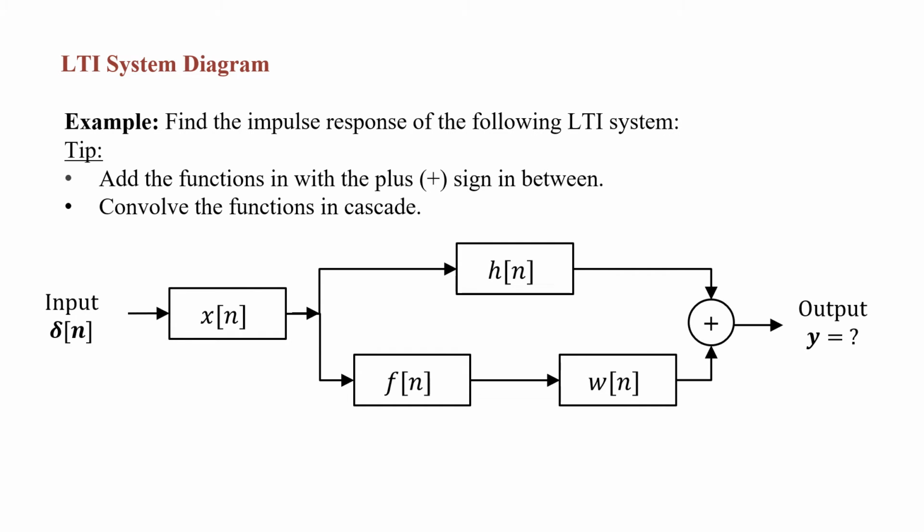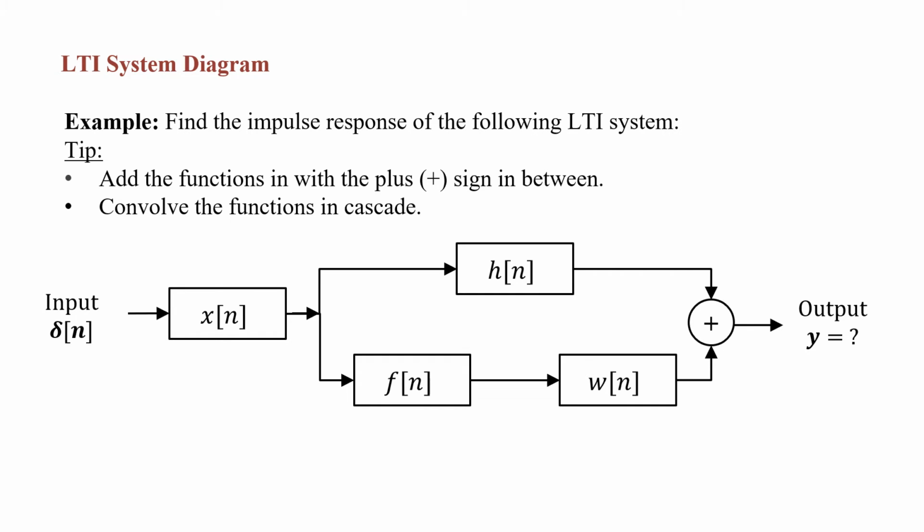We have 4 signals connected such that some signals have the addition operation between them, and usually these signals look like they're connected in parallel. Other signals are connected in cascade mode, such as x with h, or f with w, or the 3 signals x, f, and w. Between these signals, we have to perform convolution. So let's solve the impulse response for this diagram.